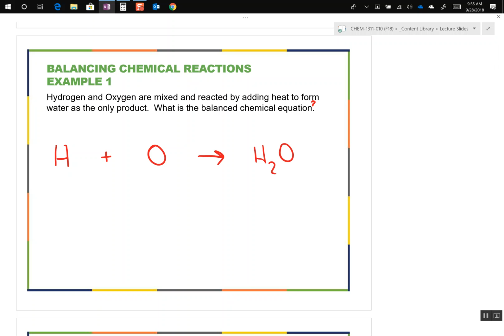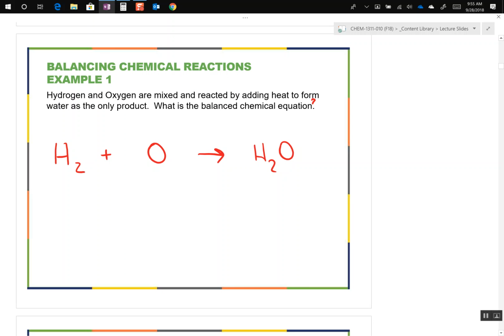I need a 2 where? Hydrogen needs a 2. And somebody said the other one. Oxygen needs a 2. Hydrogen and oxygen don't exist as H and O, right? They exist as H2 and O2. If I'm going to react hydrogen and oxygen, I'm going to react H2 and O2.